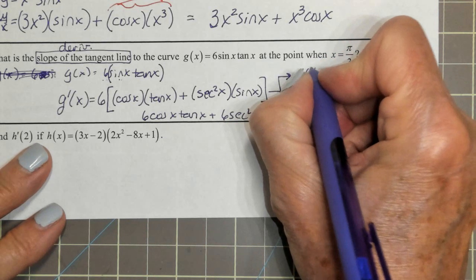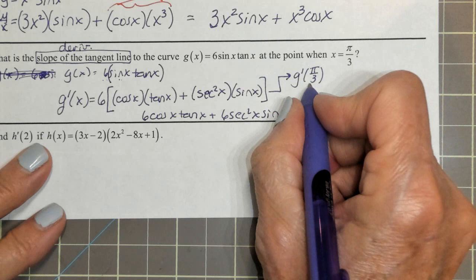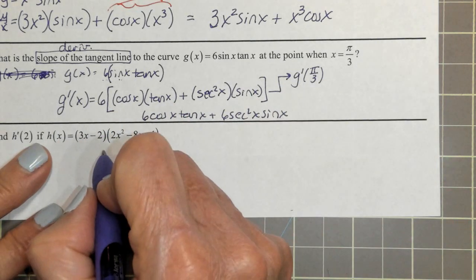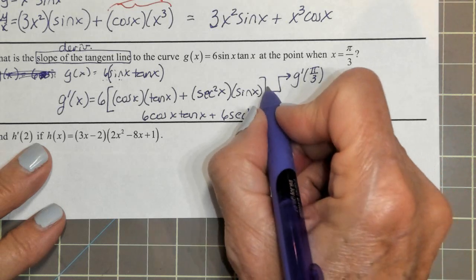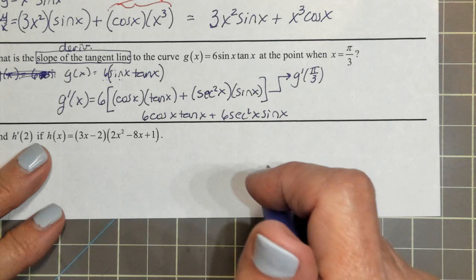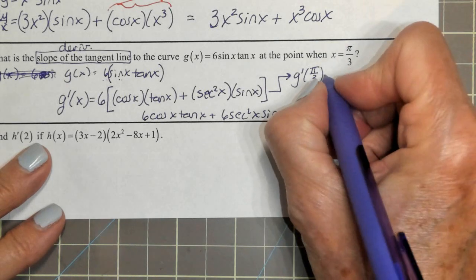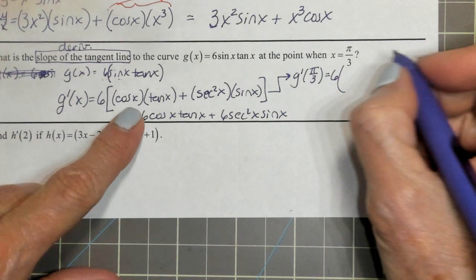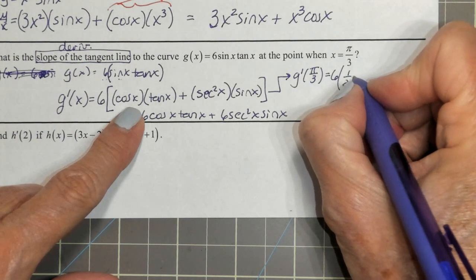G prime at pi over 3. Say what you're doing. It's no longer g of x, because we're going to plug in pi over 3. Do not put an equal sign here and then plug in pi over 3. That's not true. You're telling me something that's not true if you say that. Okay. 6 times cosine of pi over 3 is a half.